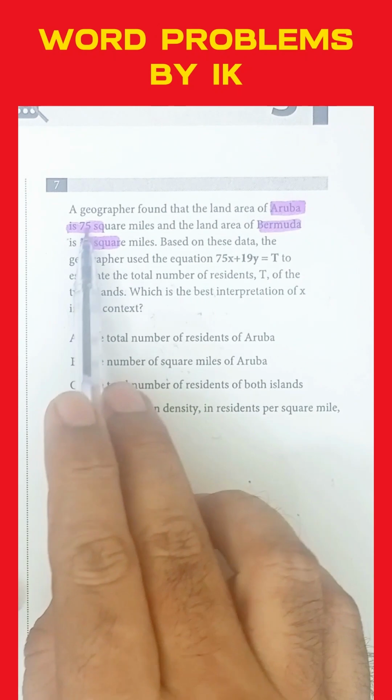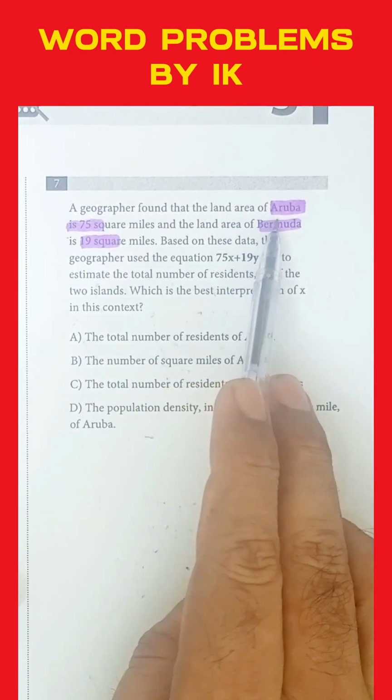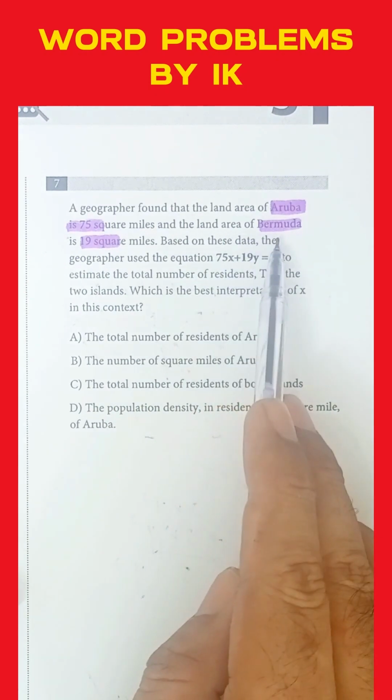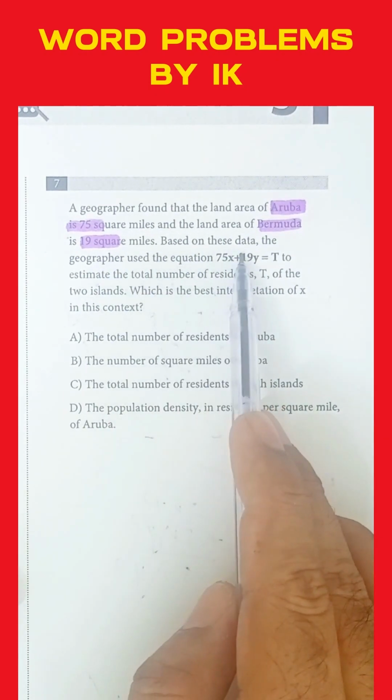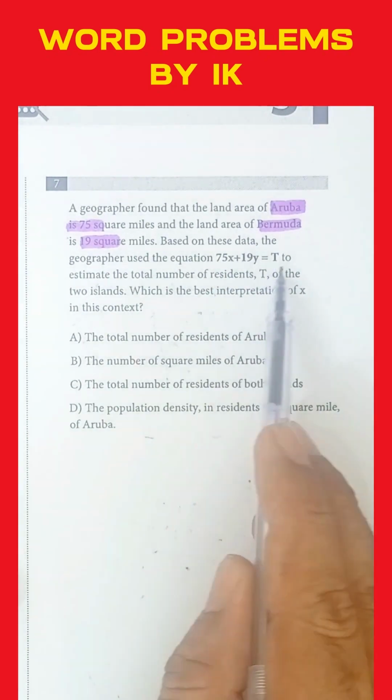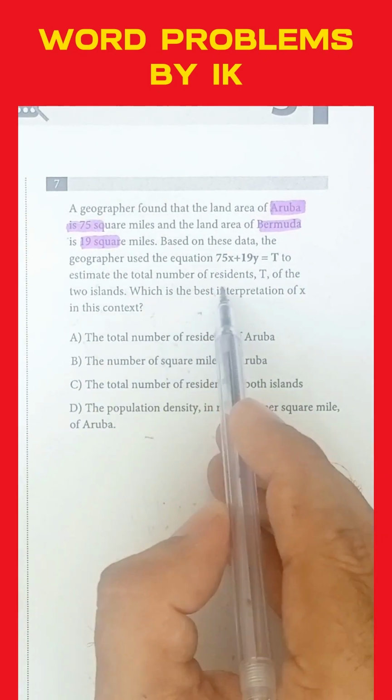Thank you. A geographer found that the land area of Aruba is 75 square miles and the land area of Bermuda is 19 square miles. Based on these data, the geographer uses the equation 75x plus 19y is equal to t to estimate the total number of residents.